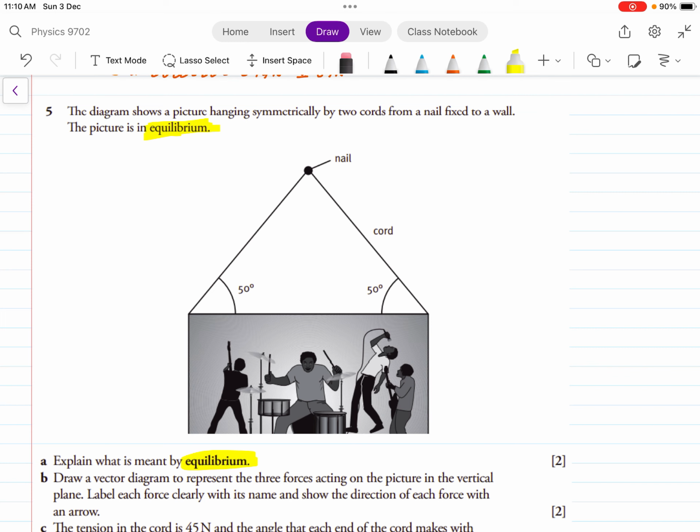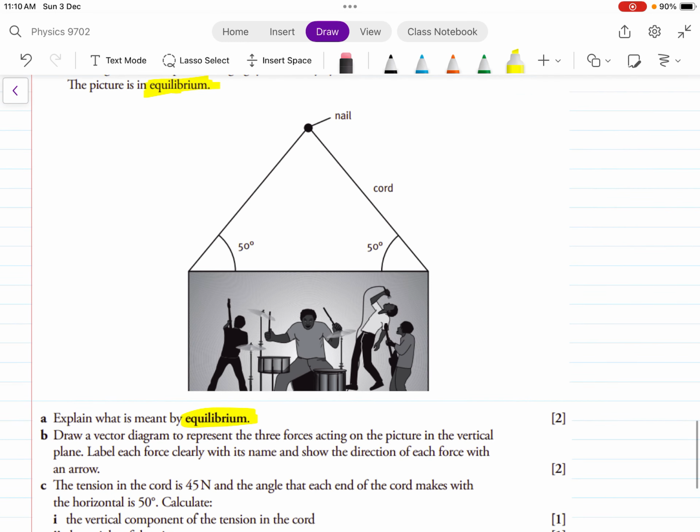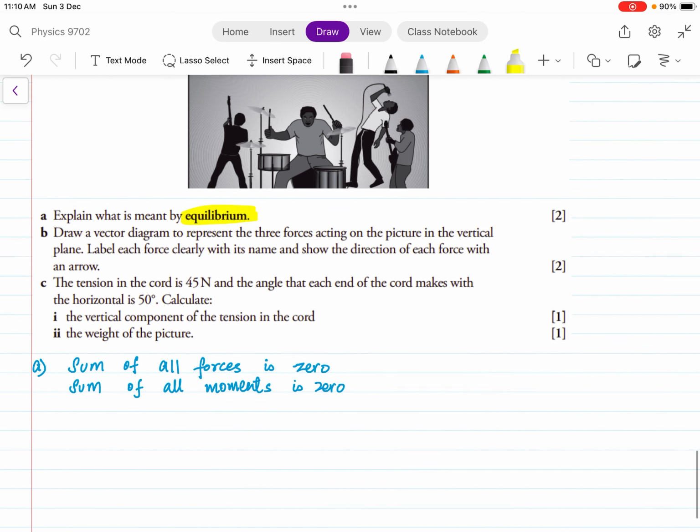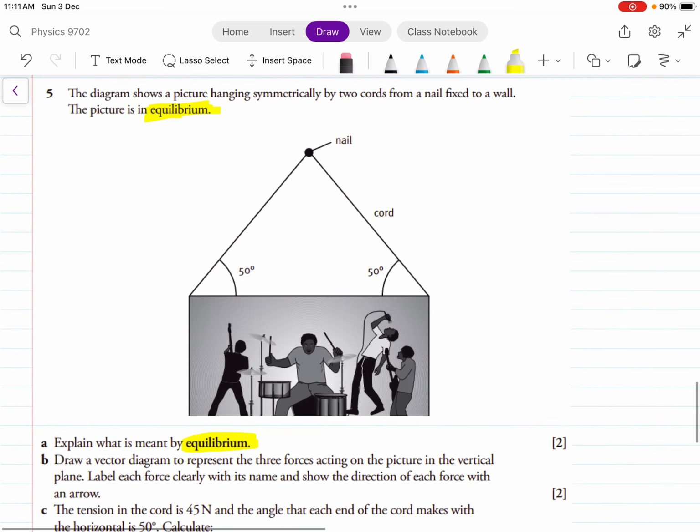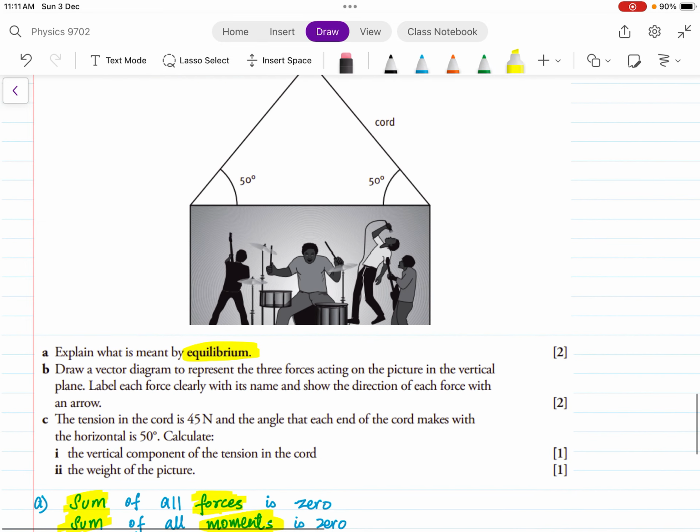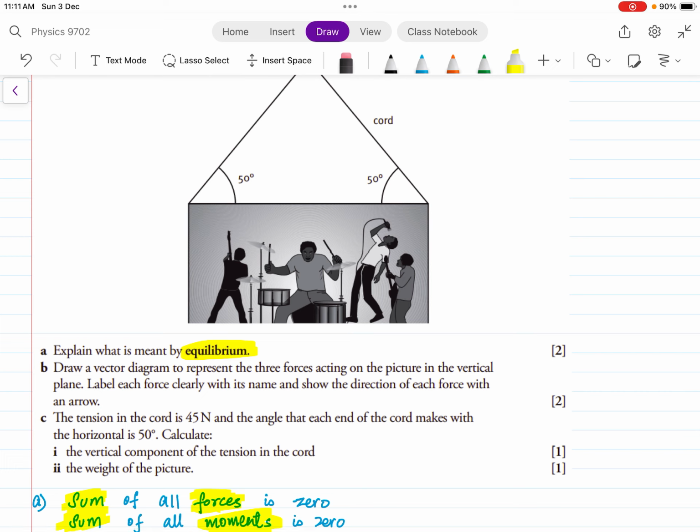So the all-time favorite question, equilibrium of forces is what? Equilibrium is when the sum of all forces is zero and the sum of all moments is zero, right? So forces zero, moments zero, and definitely you will have to mention that the sum of moments and the sum of forces is zero. All right, then the question says draw a vector diagram to represent the three forces acting on the picture in the vertical plane. Label each of the forces clearly with its name and show the direction of each force with an arrow.